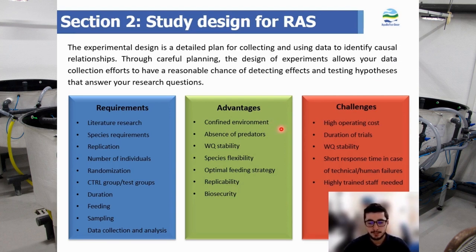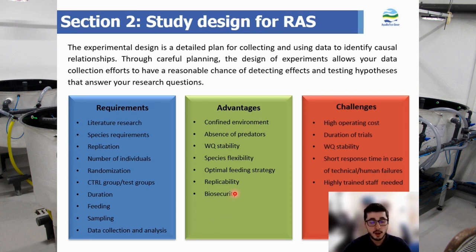The fish are confined in a tank, so they are not subject to predation. There is water quality stability, temperature and the other parameters. Species flexibility, so you can adapt your system to the species that you are rearing. Optimal feeding strategy, because the feeding is checked at each time and precisely calculated before the beginning of the trial. Replicability, as we discussed before: you have different numbers of tanks with different numbers of individuals, and what you have inside the tank stays there, and at the end you have the result that you're going to analyze.